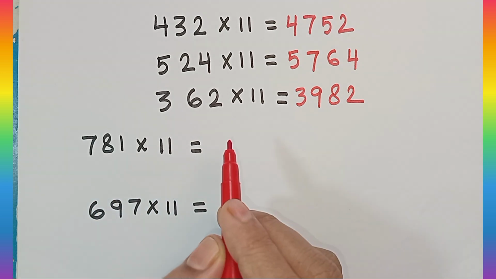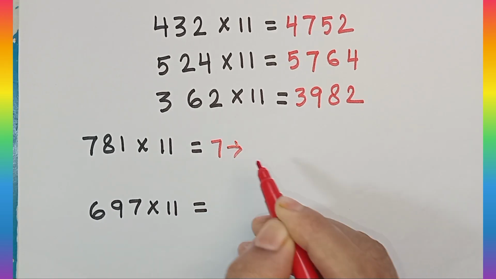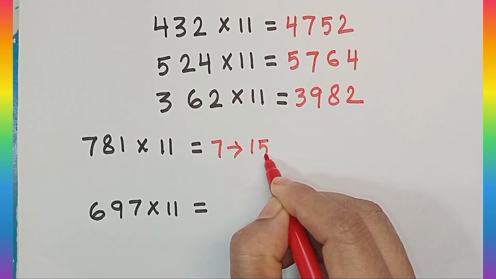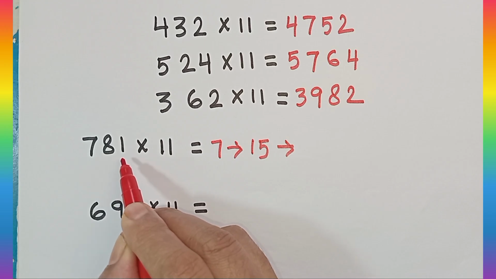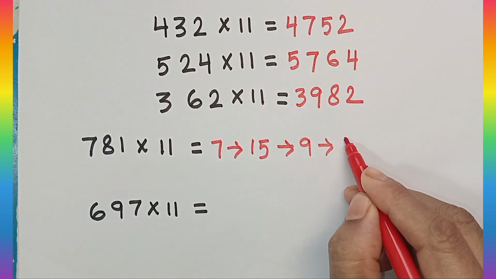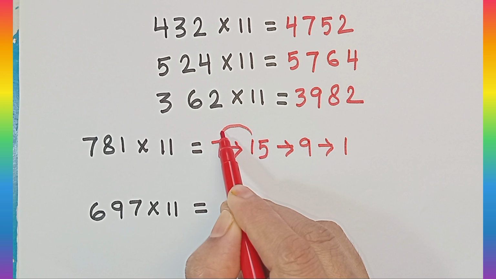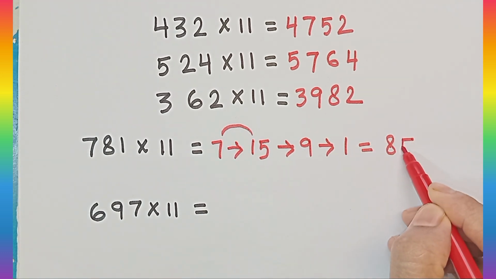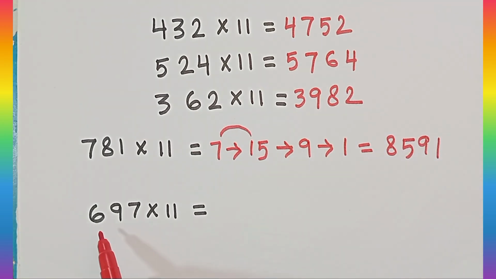For the carryover cases, I am showing you step by step. 781 into 11. Step 1, write the first digit, 7. Step 2, add first and second digit, 7 plus 8, it will be 15. Step 3, add second and third digit, it will be 8 plus 1, 9. Step 4, write the last digit. Here is a carryover. You have to carry 1 to 7. Then the final answer will be 8, 5, 9 and 1.